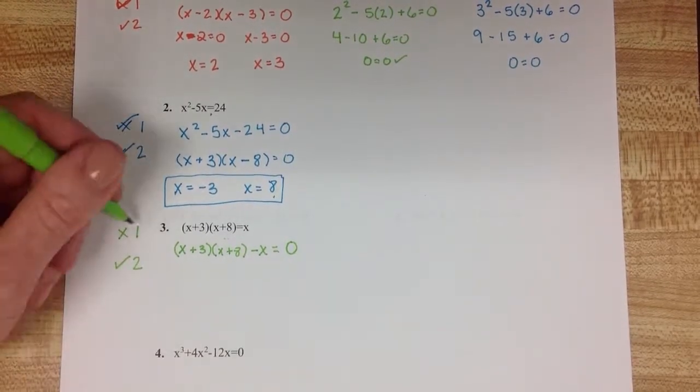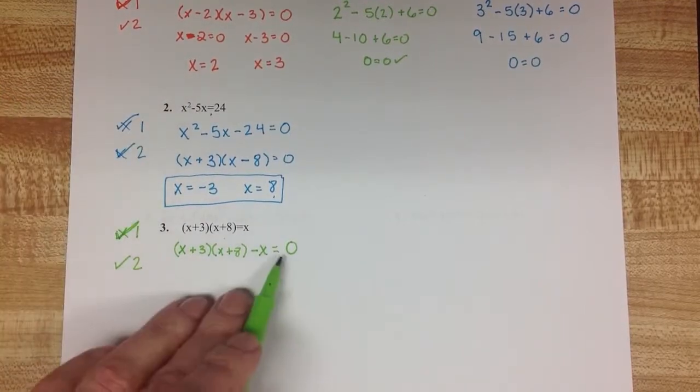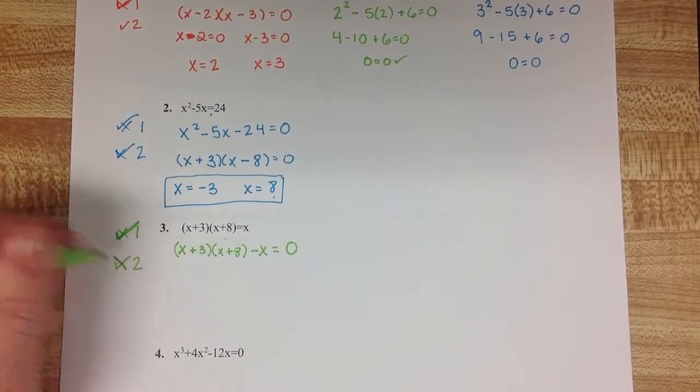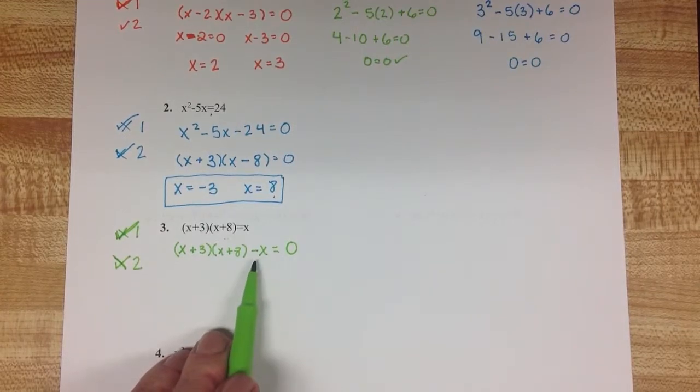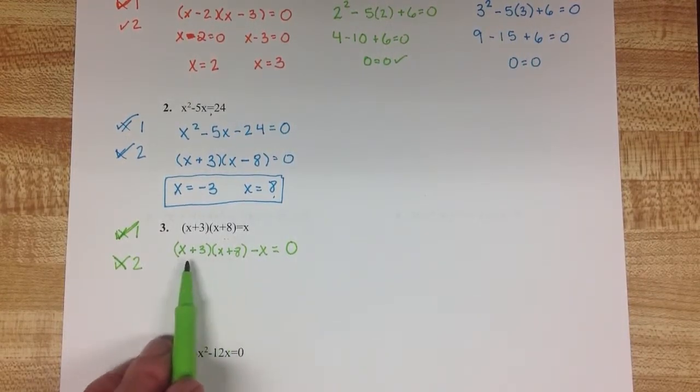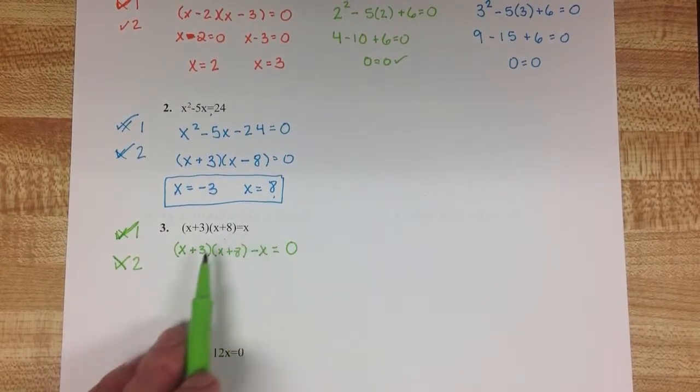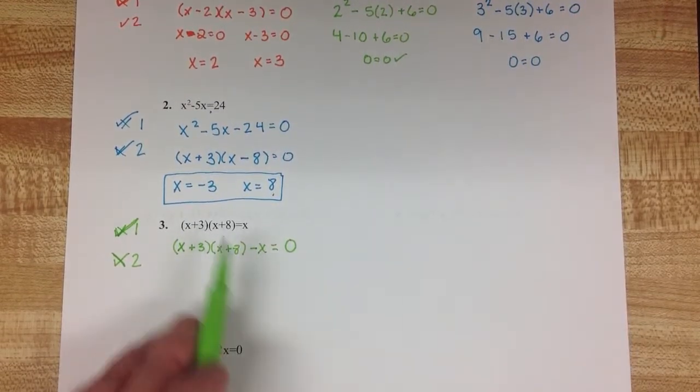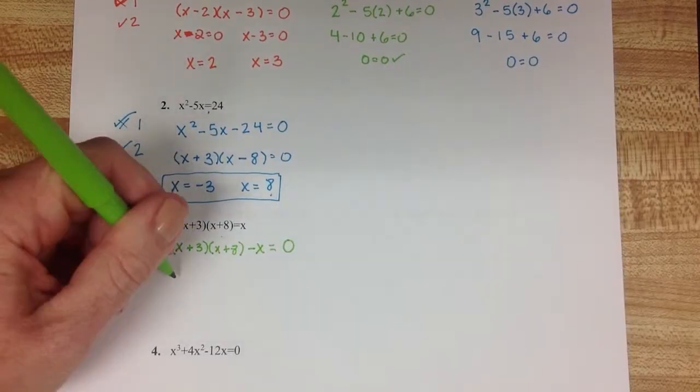Now, I got it to pass the first rule. It's equal to 0, but now it's failing the second rule. I'm no longer dealing with factors because I've got a subtraction in here. So I'm going to have to go ahead and multiply out these two binomials, FOIL them, and incorporate this other x, and then refactor in order to get to the answer. So let's go ahead and do that.